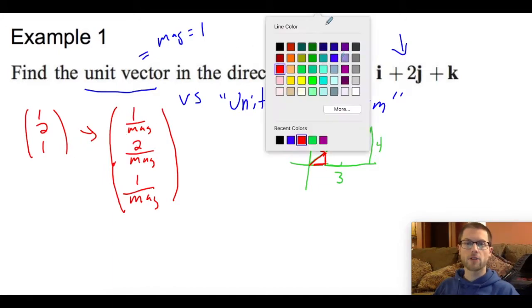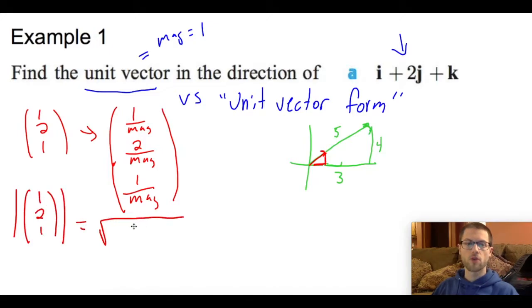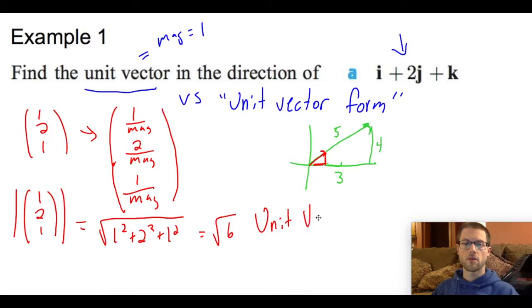I want to take it back to my 3-dimensional vector. It's the same type of process. Let's find the magnitude of this. The magnitude of my vector 1, 2, 1 is going to be equal to the square root of 1 squared plus 2 squared plus 1 squared, which is equal to 1 plus 4 plus 1, so that's 2 plus 4, so this is the square root of 6. So now all I need to do is to find this unit vector. The unit vector is 1 over root 6, 2 over root 6, and 1 over root 6.